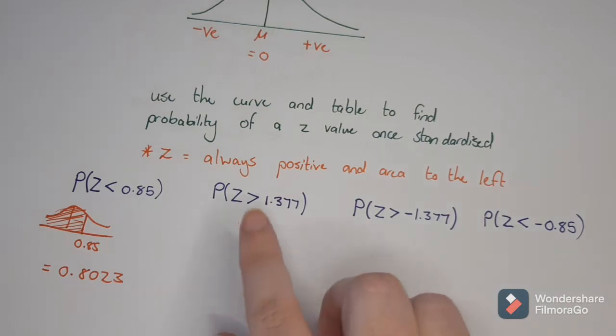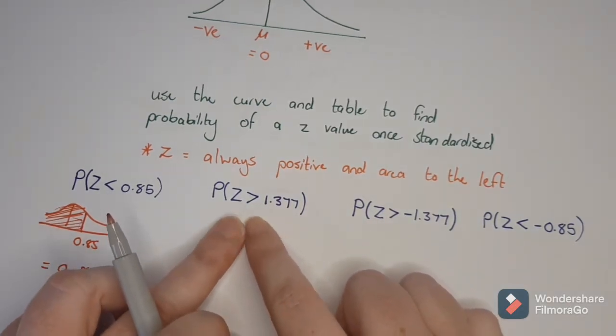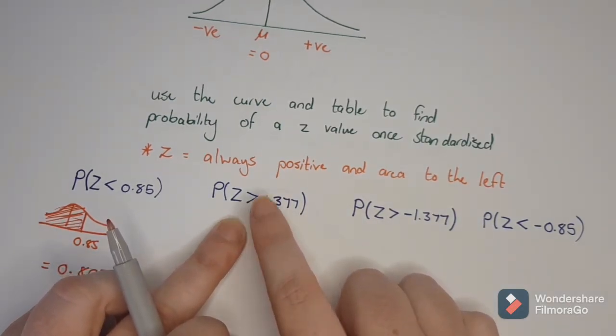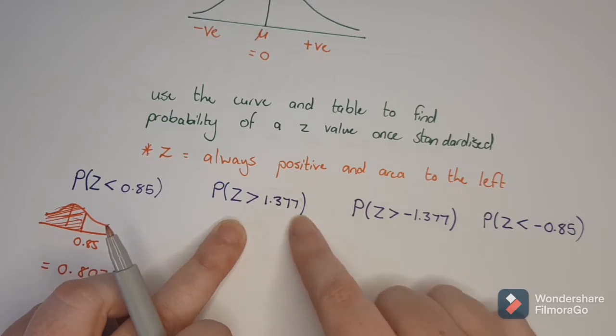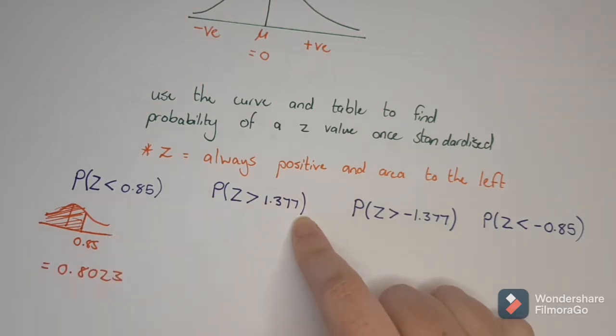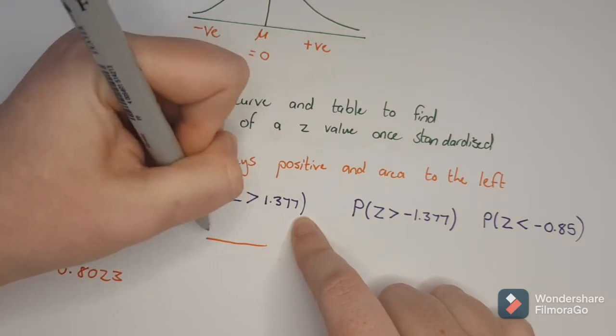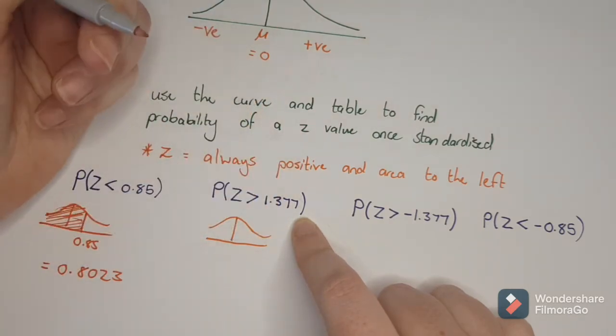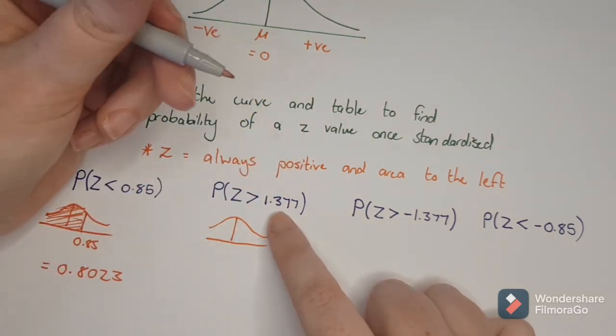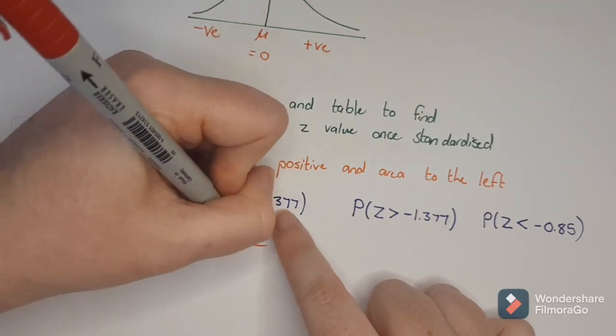So if I look at the next example, so now I have Z being greater than 1.377. So now if I looked at the curve that I had, 1.377 is positive. So it's going to be on this side.